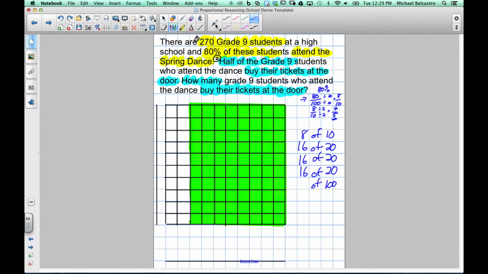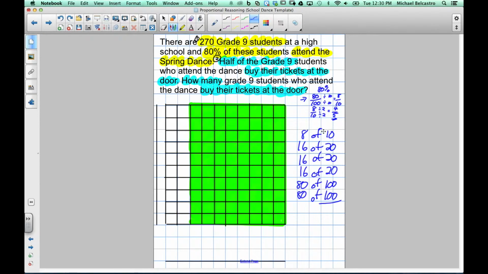Okay, so we manipulated our grid, and now there are 8 this way by 10 this way, which gives us a total of 80. And we already knew that value was going to be 80. And if I add another 100 to that, 80 of 100 gives us our total.